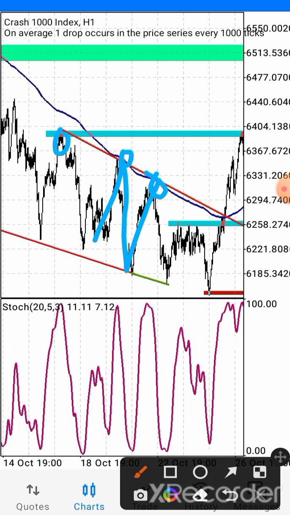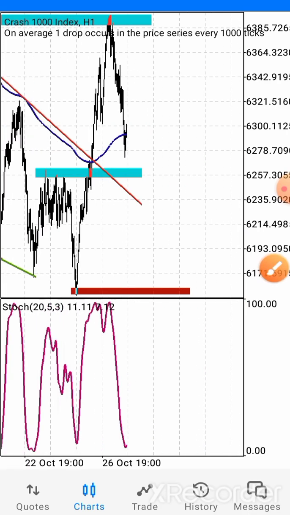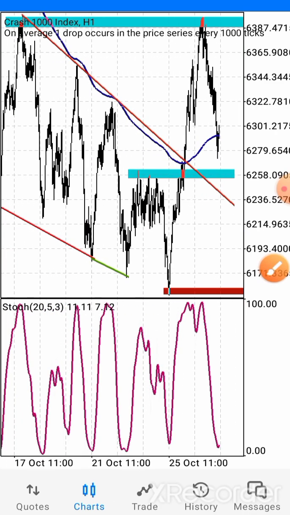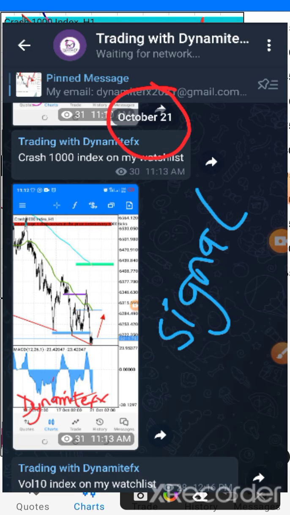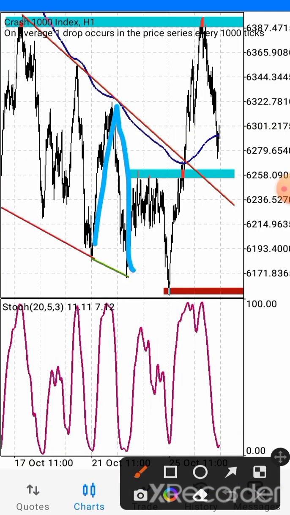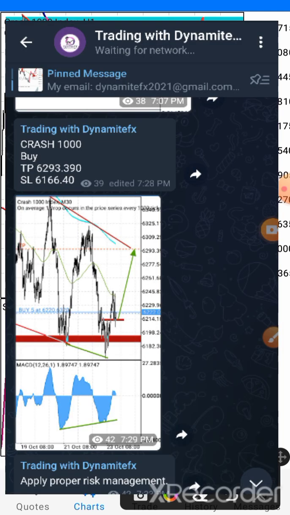So this is the first time price is breaking out of the Crash 1000 Index trend on H1. I haven't spotted this divergence. So if you're following me on Telegram, you would have seen when I gave the first signal, the second signal, the next signal, and the target has been met already. So I factor this into my trading a lot.